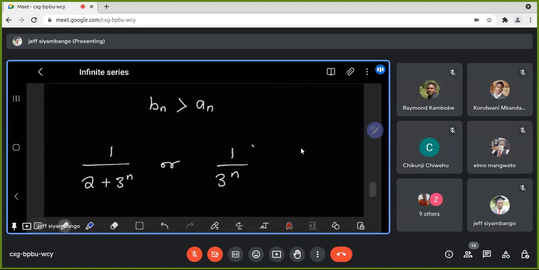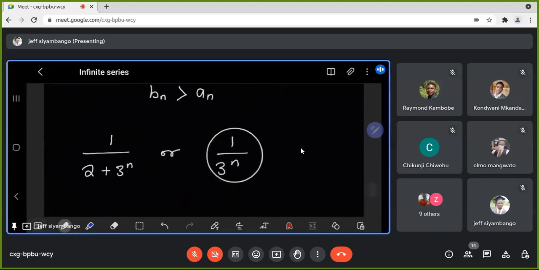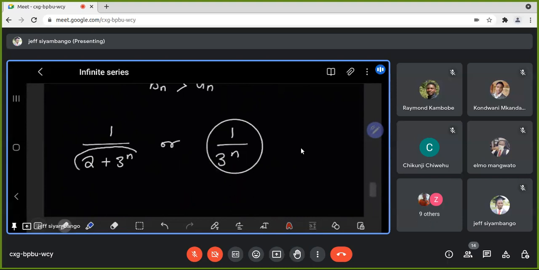So you have to see that this is the bigger one. Why? Because the denominator is a little bit too much. When you divide a big number into 1, you get something small. But when you divide something a little bit small into 1, you get something a little bit big.